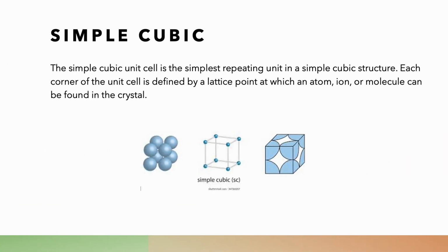The simple cubic unit cell is the simplest repeating unit in a simple cubic structure. Each corner of the unit cell is defined by a lattice point at which an atom, ion, or molecule can be found in the crystal. By convention, the edges of a unit cell always connect equivalent points.